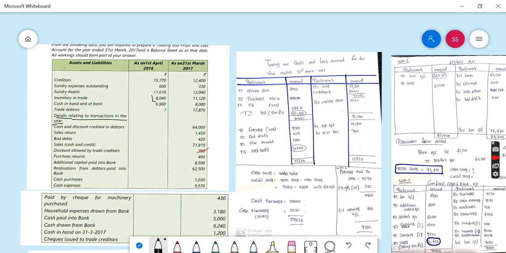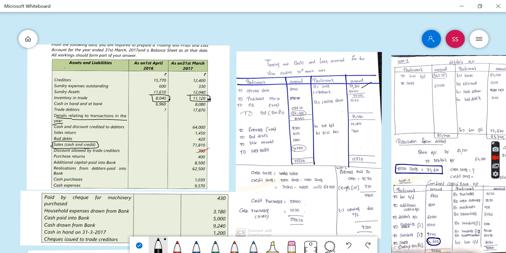This is the opening stock they have given, and then the closing stock. Since we have already done all the problems, I'll go a little bit fast in this. So put the opening stock and closing stock in the trading account. And then what else do we need? We need sales. They mention total sales, both cash and credit. In the trading account, we consider total sales only. We don't bifurcate cash sales and credit sales separately.